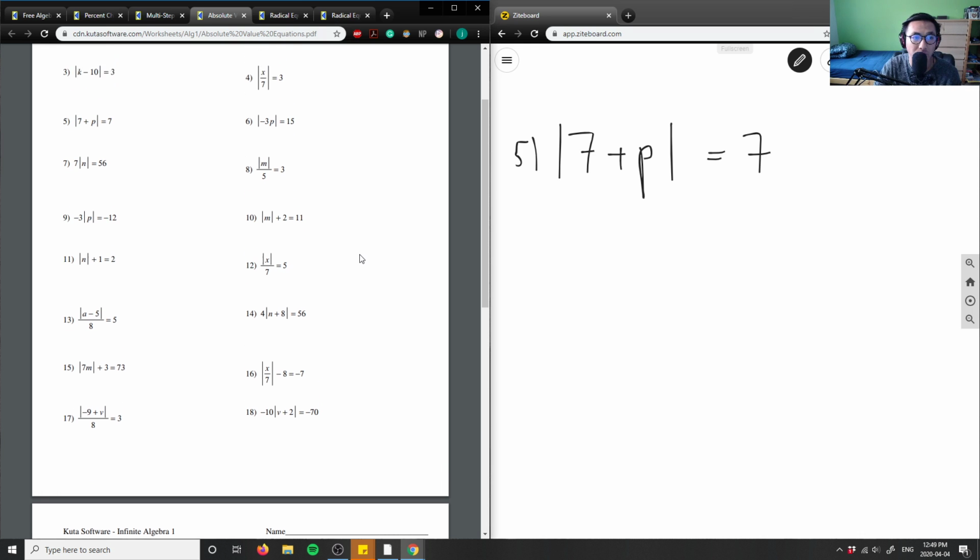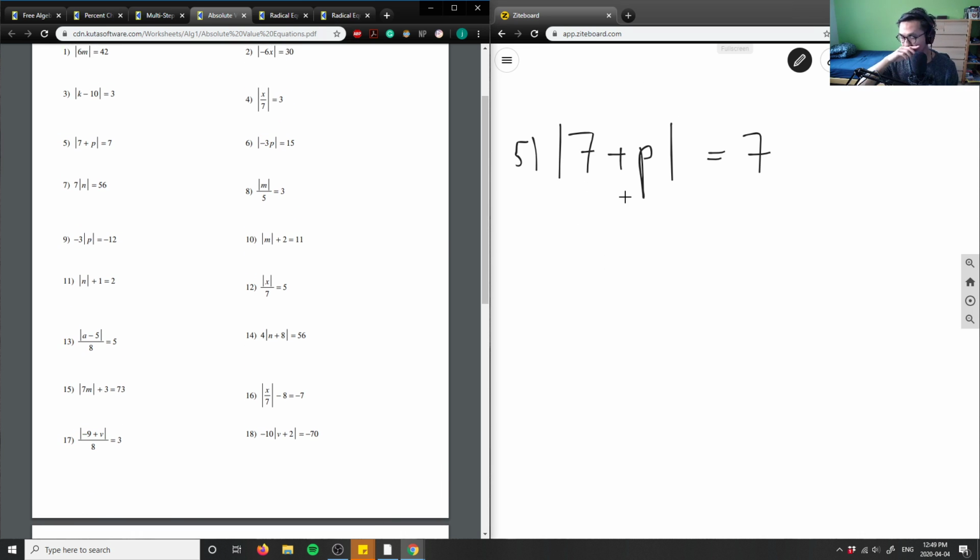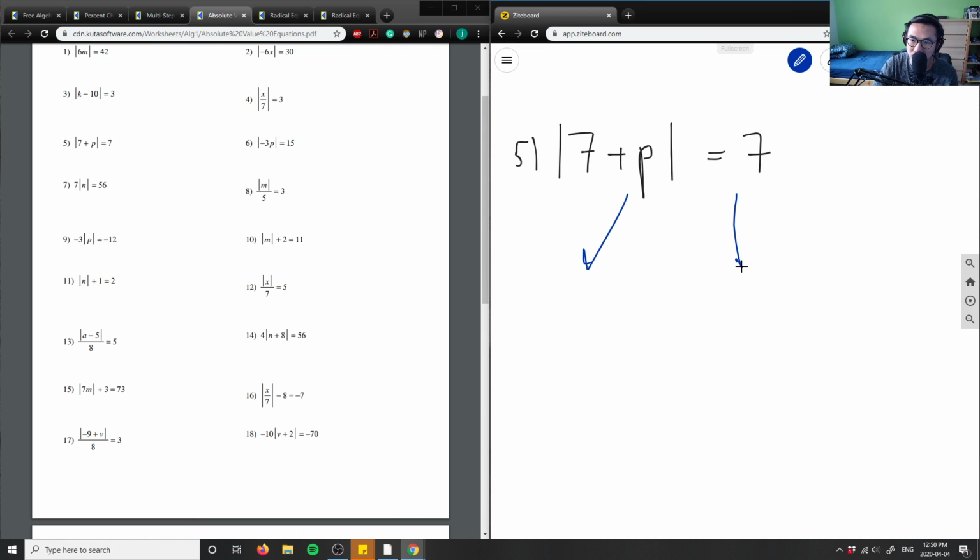So what I'm going to have to do first is move the 7 to the other side. But remember, this is an imaginary positive 7 in this case. If I move it to the other side, it's going to be negative 7. But remember, I have the absolute value bars here, which means I'm going to have two solutions. And you got it. This is a two solution problem.